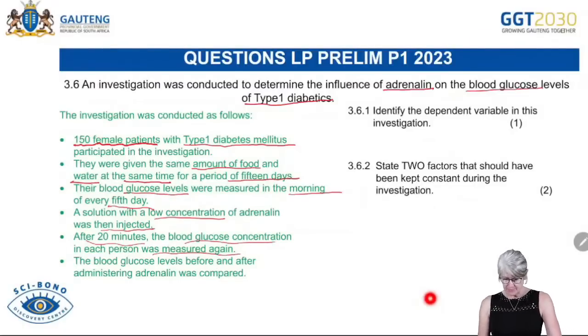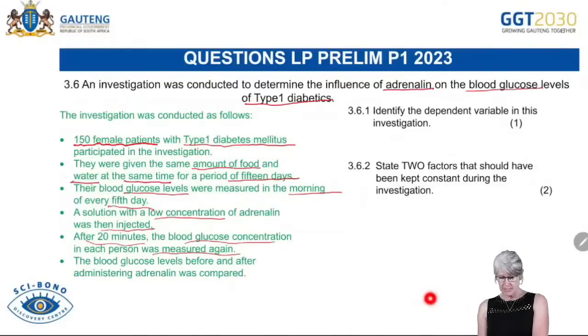The blood glucose levels before and after administering adrenaline were compared. So they recorded the results and they compared them. Okay, then they ask us, identify the dependent variable in this investigation.